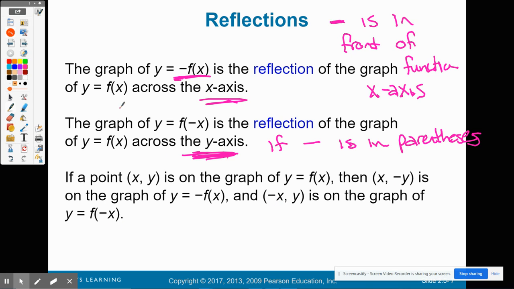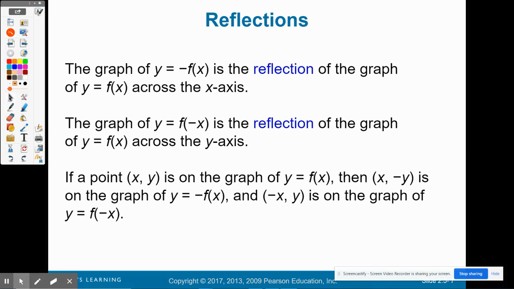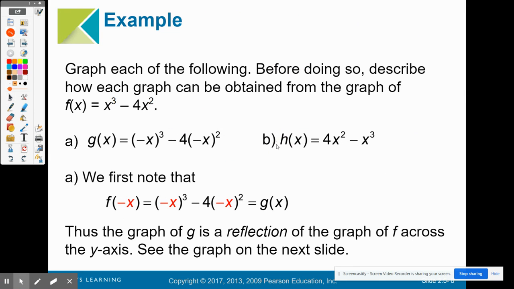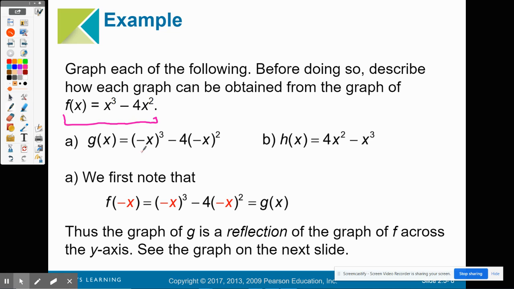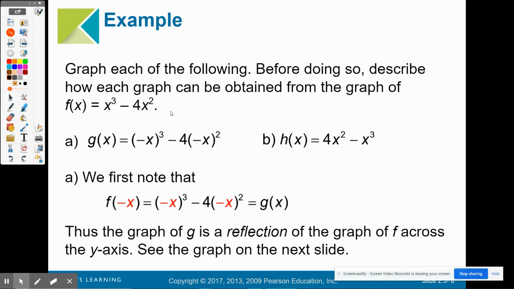So this one, what does this mean? This changes the y, and this one changes the x, because the x is changed, and this one, the whole y is changed. So they're going to give us an example to look at here of what happens. This is our original function, and since the negative is in the parentheses, they want you to change it over the y-axis. If the negative was in front, it would be over the x-axis.